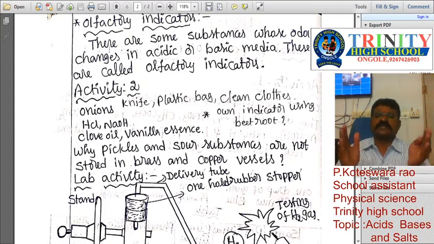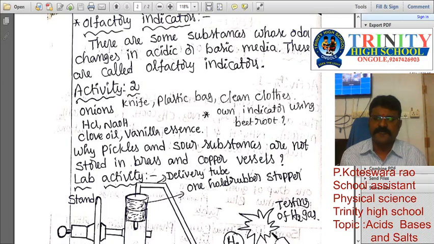So what are the examples of olfactory indicators? The examples of olfactory indicators are onions, clove oil and vanilla essence. I think this is the second time we already discussed. I think most of the students must have understood. Okay? And after that there is one question, but actually it is not there in our textbook.